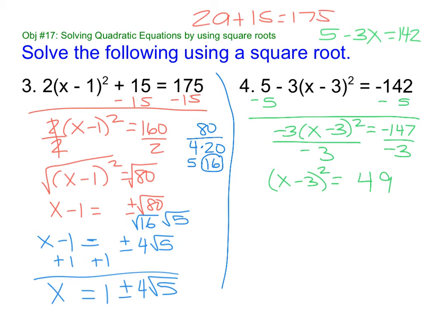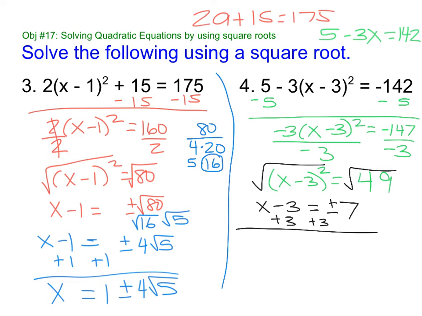Ooh, it's a perfect square. Take the square root of both sides. x minus 3 equals 7. Not 7, what is it? Plus or minus 7. Add 3. Remember, it's not plus or minus 10. x equals 3 plus or minus 7.